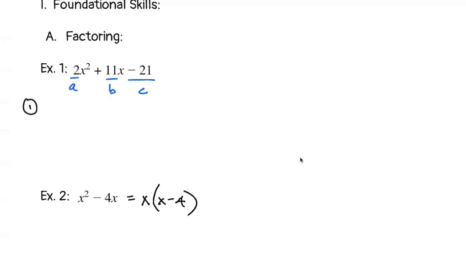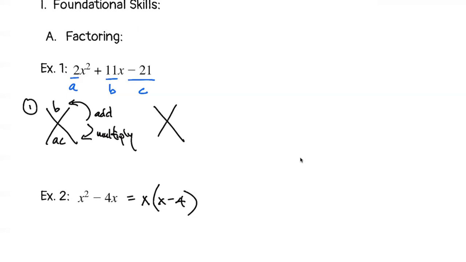And so what I do is I set up an X situation where on the top, I put the B value, and on the bottom, I put A times C, all right? And then what I'm trying to find is a pair of numbers that add to make B and multiply to make AC. So if we apply this to the numbers we have, our B is 11, our A times C is negative 42. Okay. So let's come up with a list of factors for 42.